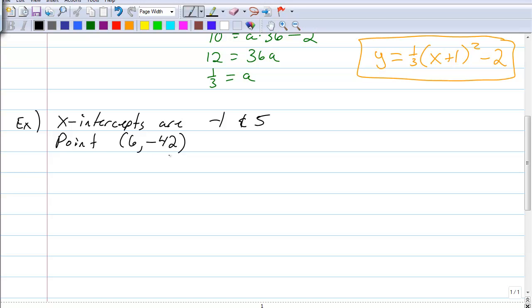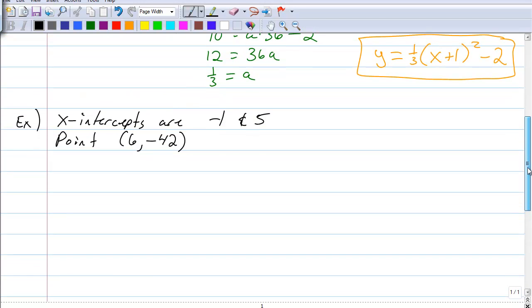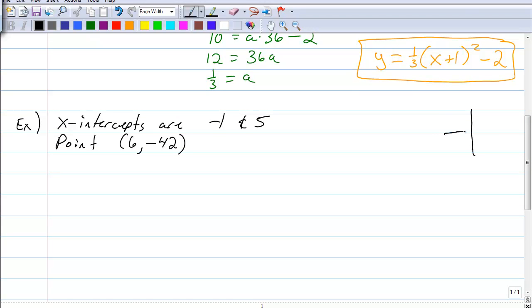All right, so let's talk about this. They gave us the x-intercepts. Let's get an idea of what we're working with here. Our x-intercepts are at -1 and 5. And then we got a third point, 6, negative 42, way down here. Now, what kind of parabola is going to have these intercepts but also make it through this point here? I don't think the vertex is going to be here. The vertex is going to have to be somewhere up here so that it makes it through all three of these points.